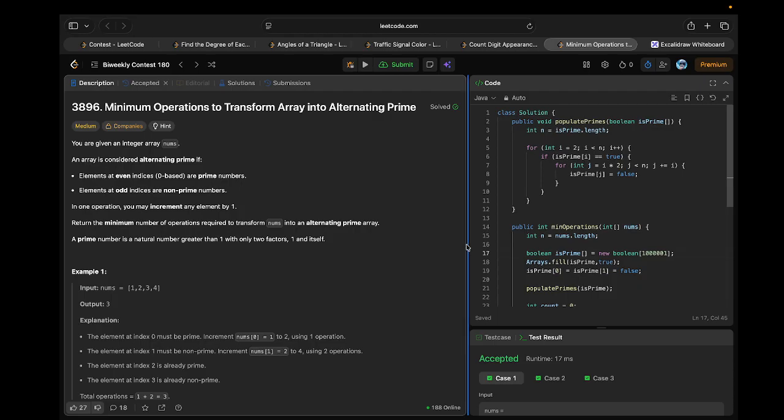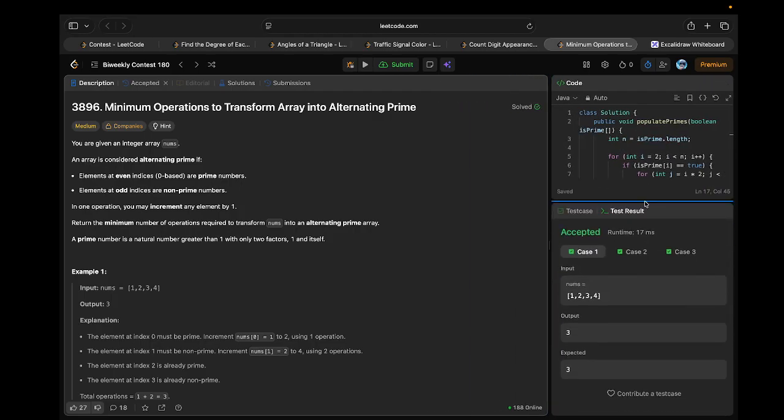Even the third problem is also pretty easy. For the first time I thought, okay, the third problem is quite a bit easier than the other problems, right? So you see what the question is. You are given an integer array nums. An array is considered alternating prime if elements at even indices are prime numbers and elements at odd indices are non-prime numbers. In one operation, you may increment any element by 1. Return the minimum number of operations required to transform nums into an alternating prime array.